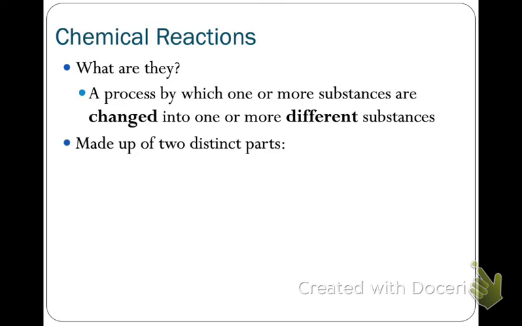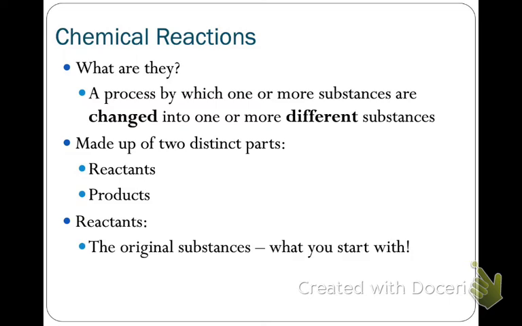So a chemical reaction is made up of two distinct parts. The first part of the chemical reaction is called the reactants. The second part of the chemical reaction is called a product. So reactants are what goes in to a chemical reaction. So whatever you're starting with, or the original substances, those are called reactants. Okay, whatever I'm starting with is called the reactant, and then whatever is made is called the products.